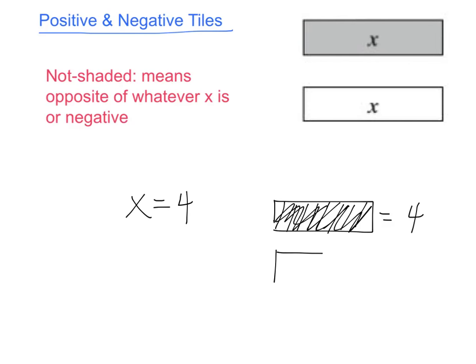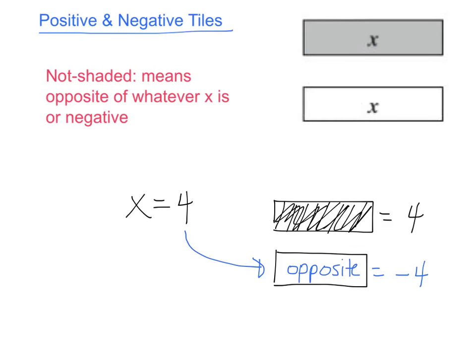Now, if I drew a plain tile like this, and I still told you x was 4, this means it represents the opposite of whatever x is. So this tile, when it's not shaded in, represents the opposite. So in this case, the opposite of 4 is actually a -4.